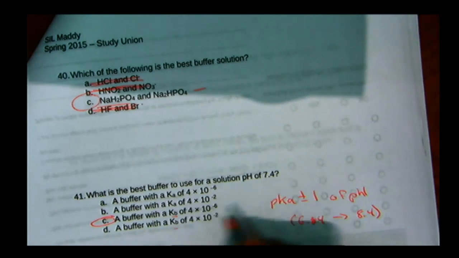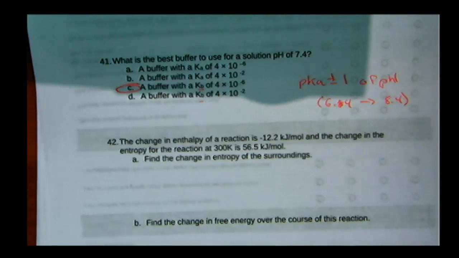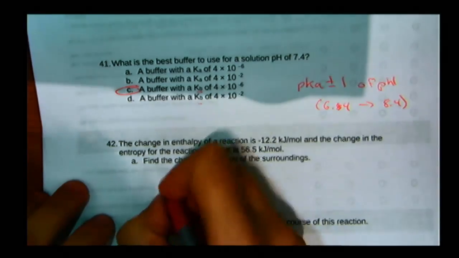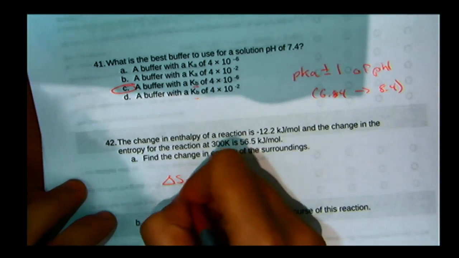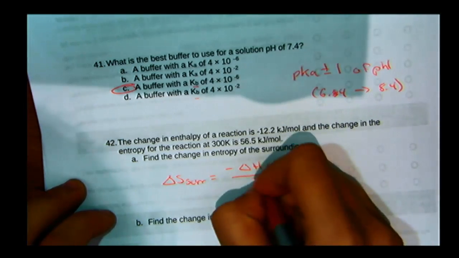The change in enthalpy of a reaction is negative 12.2 kilojoules per mole, and the change in entropy for the reaction at 300 K is 56.5 joules per mole. Find the change in enthalpy of the reaction. Find the change in entropy of the surroundings. So the change in entropy for the surroundings is delta S surroundings equals negative delta H system over T. You plug that in, you get negative 12 over 300 K, and you should get 0.041.